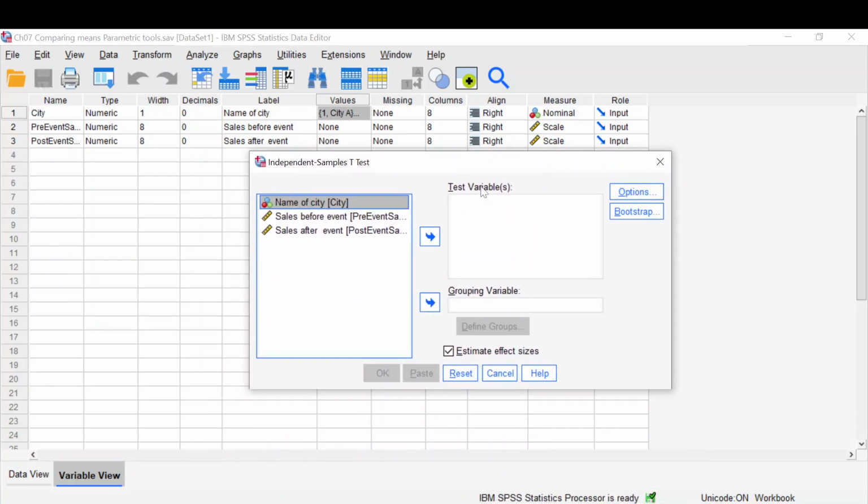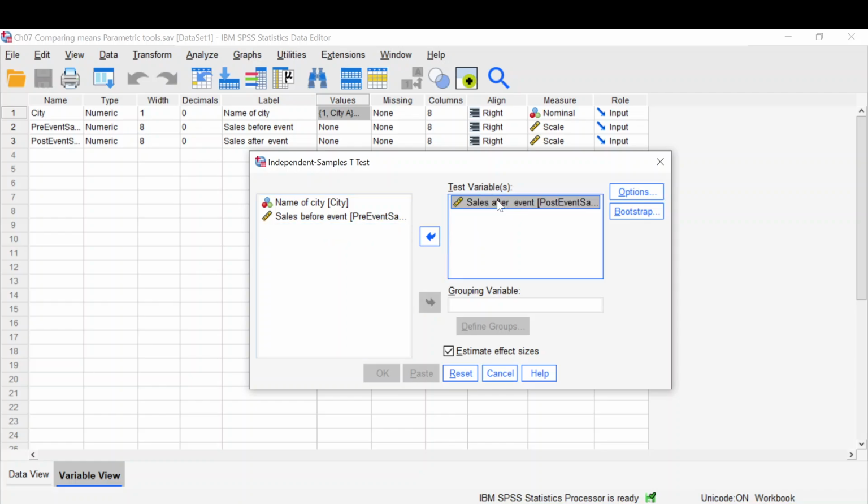So the box that comes up gives you a little bit more information than it did in the one samples t-test. Here we want to test the variables sales after the event, right? We want to know how did our sales perform after the event related to our 2 grouping variables. Do you remember what they were? In this case, they are related to city name.